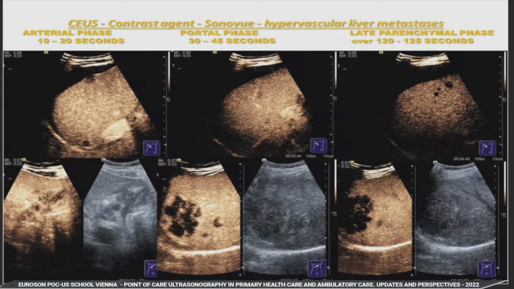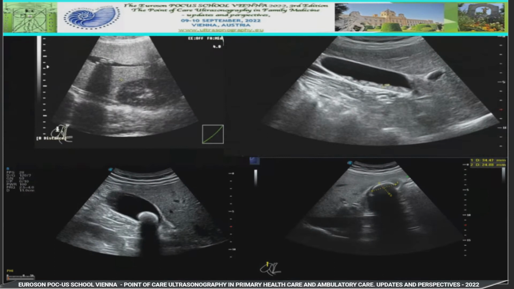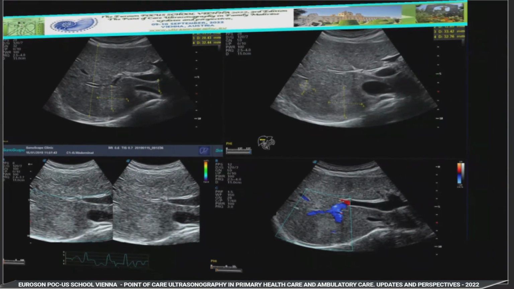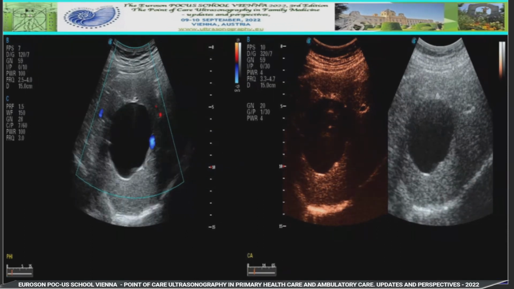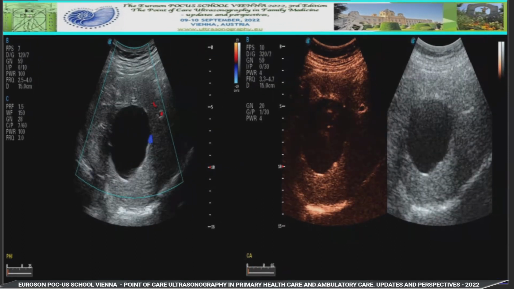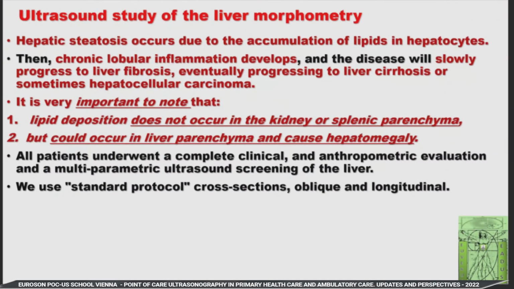You make the contrast, and in the portal phase, you can see here the rapid washout. This is the tumor, and this is the rapid washout in the 30 seconds, and you know it's a malignant tumor of the liver. And also we have a lot of nice images with hemangioma, and this is a hydatid cyst of the liver with the contrast also.